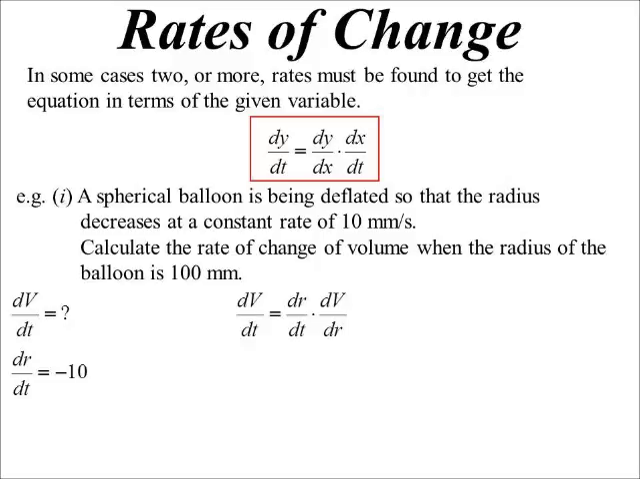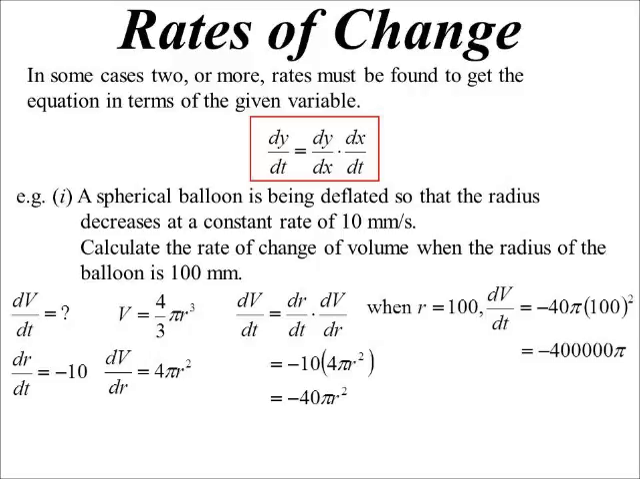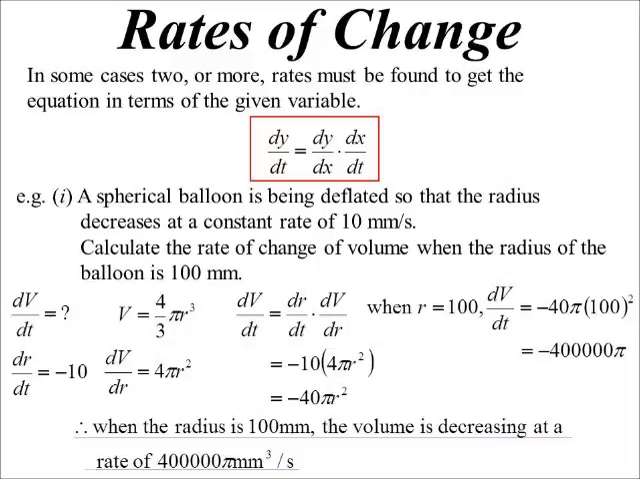dV/dt, we know dr/dt, so if I could also get dV/dr, then we could come up with something. If only we had something that links volume and radius together. Volume is 4/3 pi r cubed. And when we differentiate 4/3 pi r cubed, we get 4 pi r squared. We can now combine our information, and there's a formula. dV/dt is -40 pi r squared. We want to know when the radius is 100. So subbing that in, we get, how many zeros have I got there? Minus 400,000 pi. Whoa. And those units would be millimeters cubed per second.